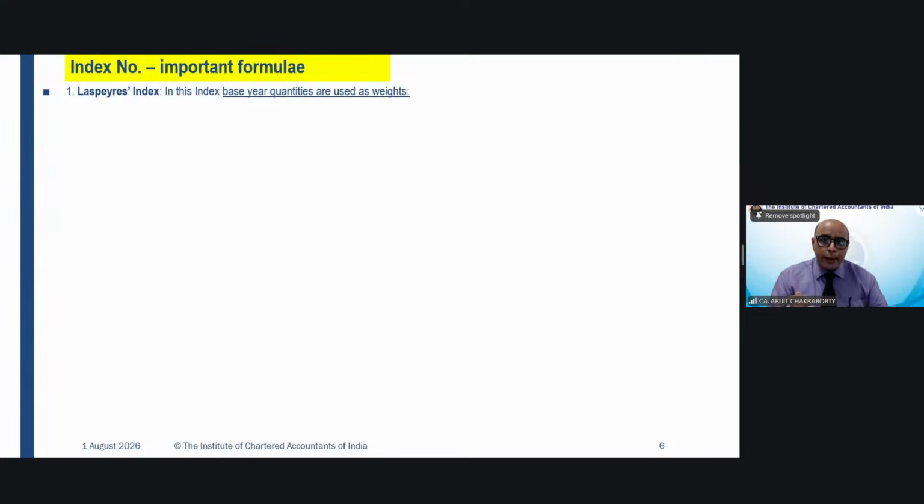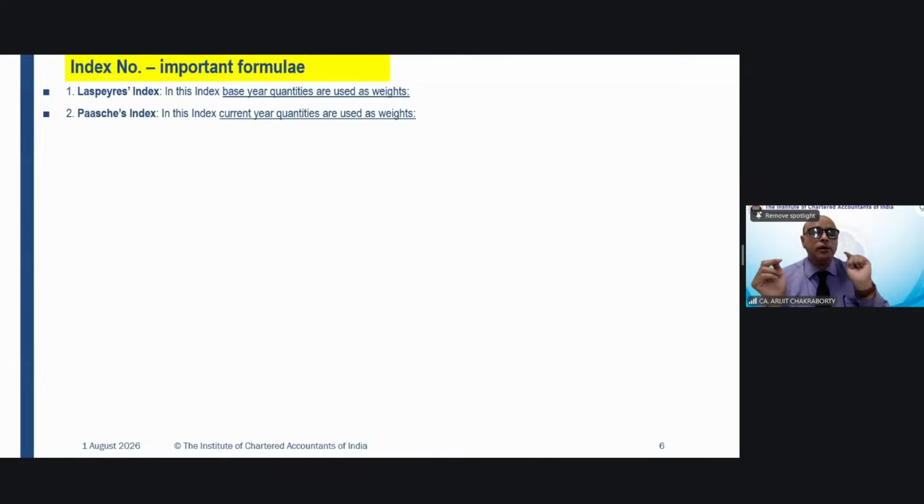इसका मतलब है that in the numerator, we will write sigma PnQ0, price of current year multiplied by the quantity of the base year, PnQ0. Denominator में P0Q0. That means price of the base year multiplied by the quantity of the base year. That means यहाँ पे, in case of last period index, we will take the base year quantity as the weights, both for the current year price as well as for the base year price.